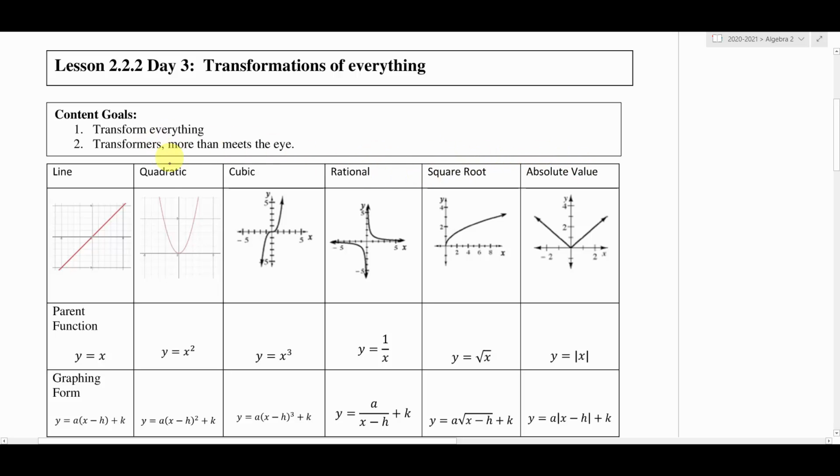So our goals today are just to transform anything and everything that we see. Describe transformations, write the equation if we know the transformations, and so forth. So we should be able to handle any type of function. We should be able to handle going from graph to equation, equation to graph, or description to graph, whatever they throw at us, we should be ready for it now. Okay, so here we go.